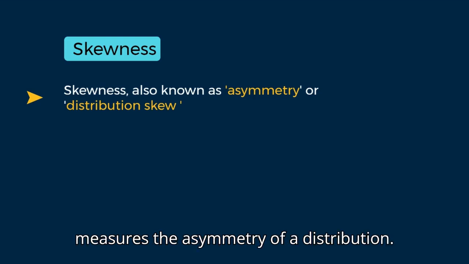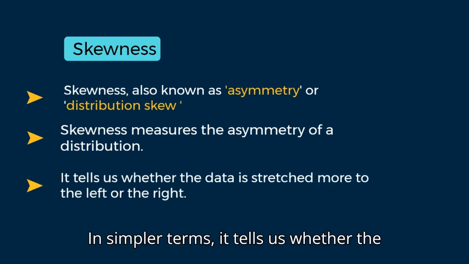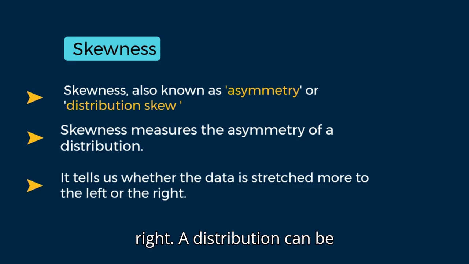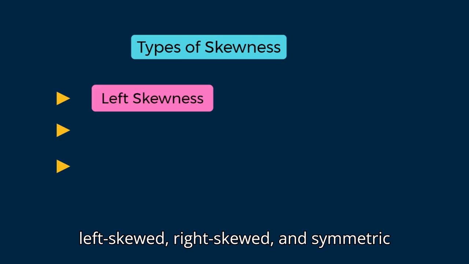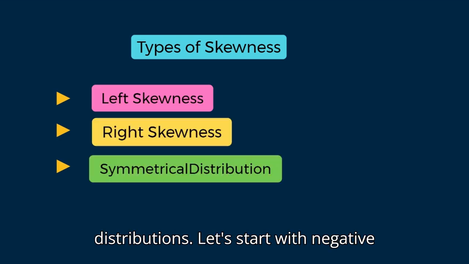Skewness measures the asymmetry of a distribution. In simpler terms, it tells us whether the data is stretched more to the left or the right. A distribution can be left-skewed, right-skewed, or symmetric. Let's start with negative skew.